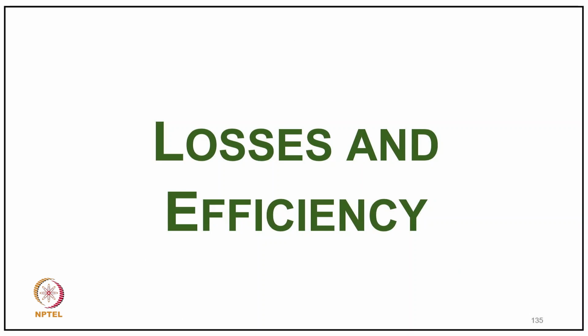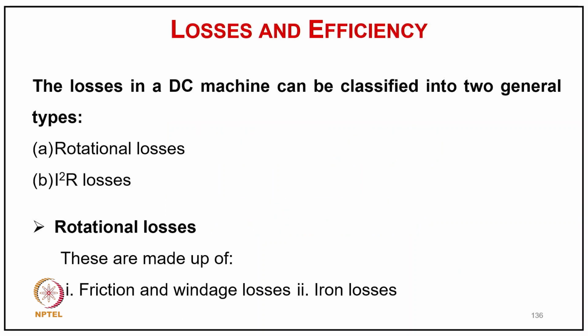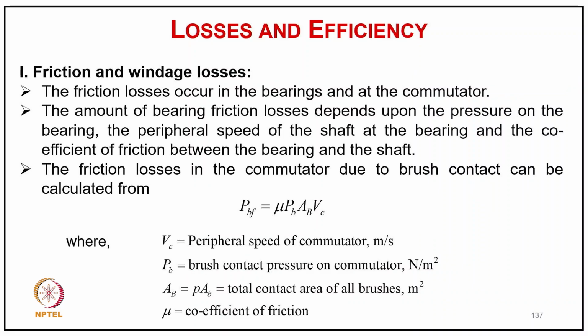Now coming to losses and efficiency in DC machine. Losses in DC machine can be classified into two types: rotational loss and I square R loss. Rotational losses are made of friction and windage losses, and second is iron loss. Friction losses occur in the bearing and at the commutator.